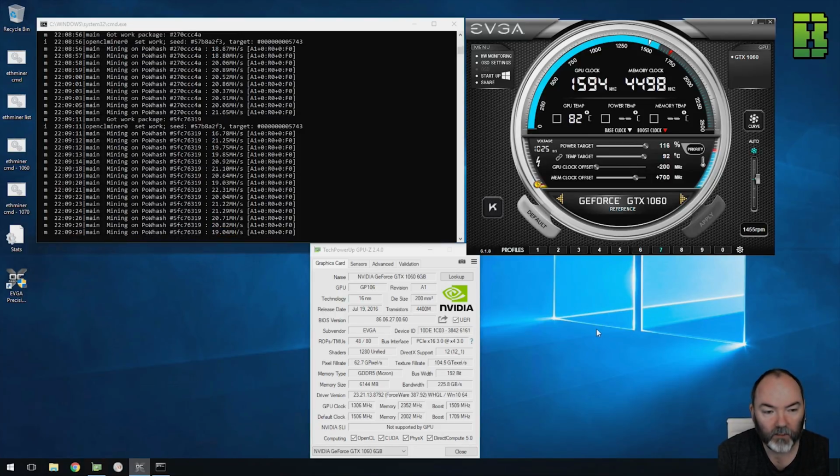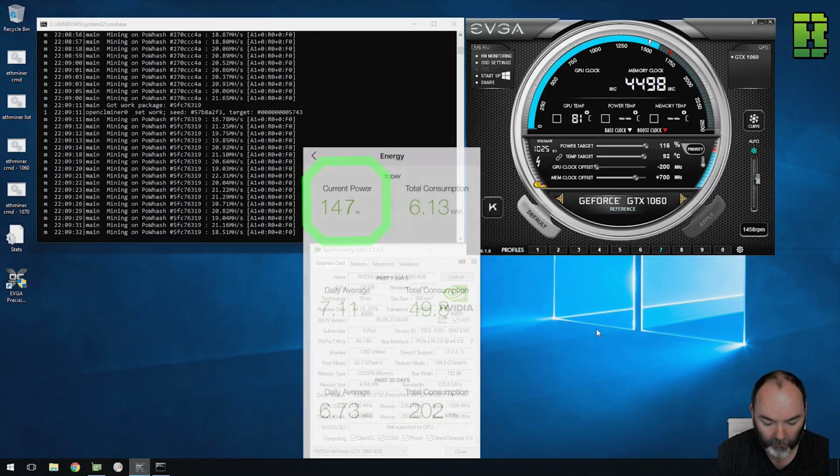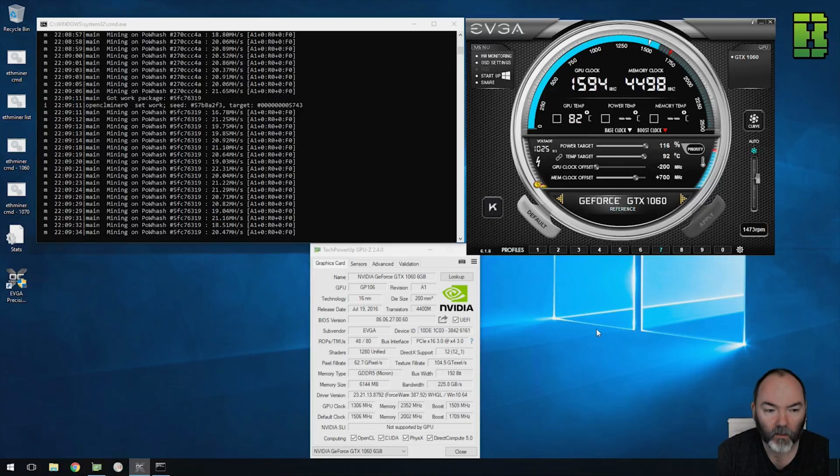Okay, so here we're giving 116% power. It's going to use all the power it can gain. And again, we're at 147 watts. So this seems to be the maximum power it's going to draw. And the mega hash is still the same, around early 20s.